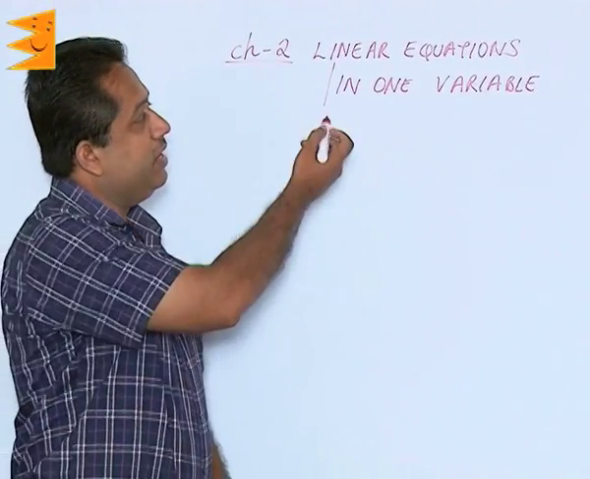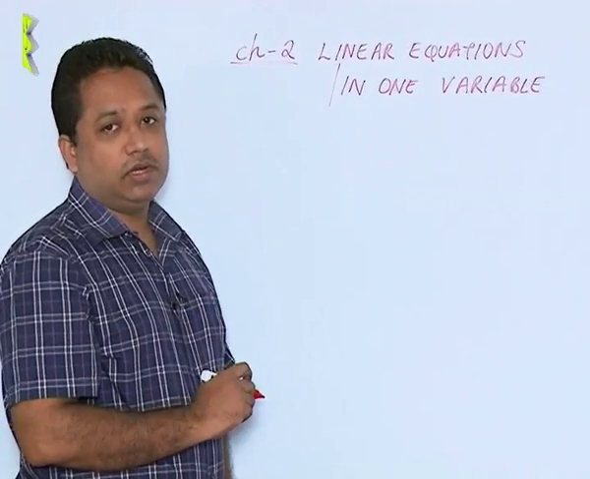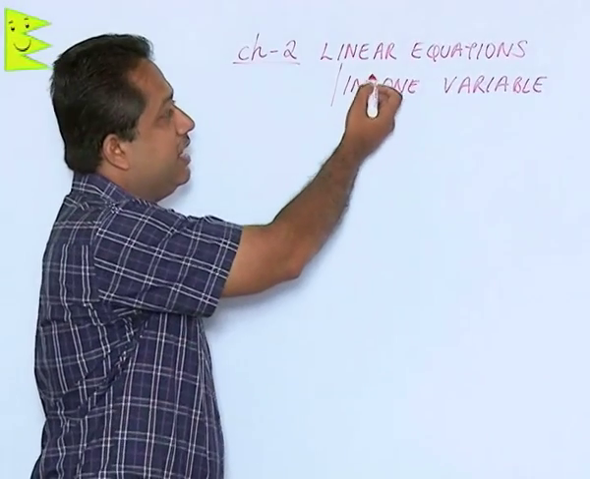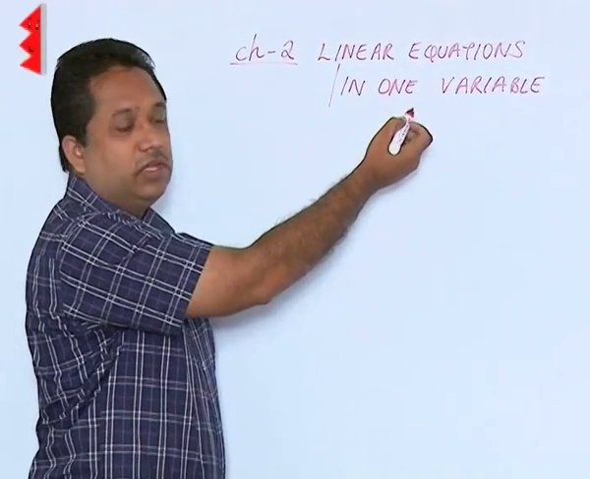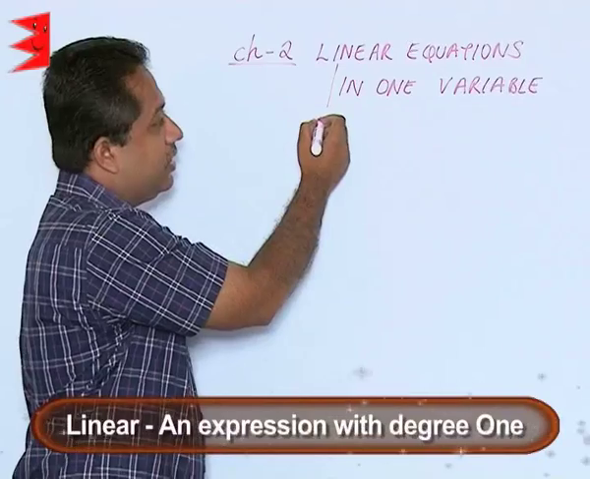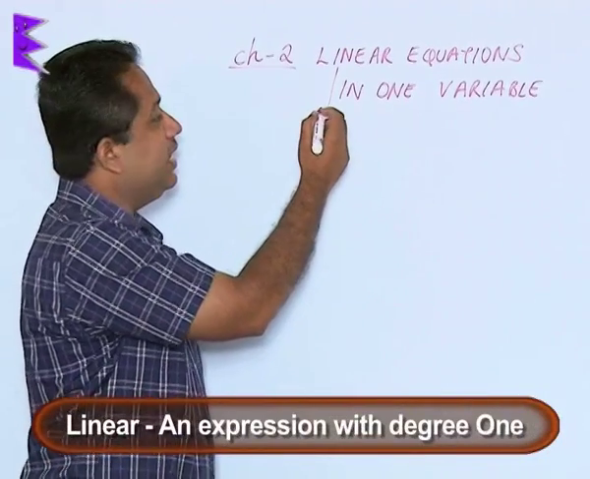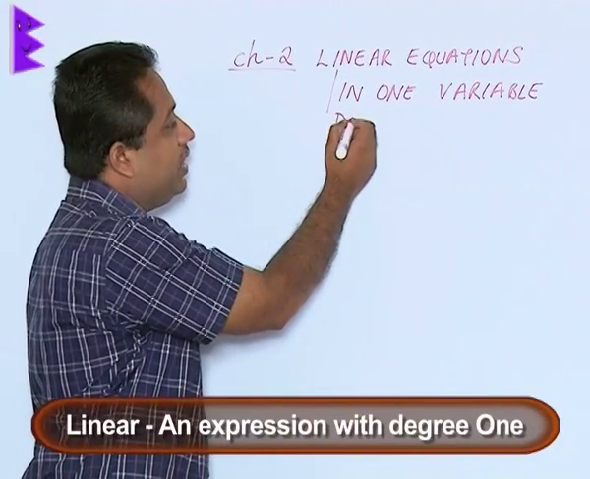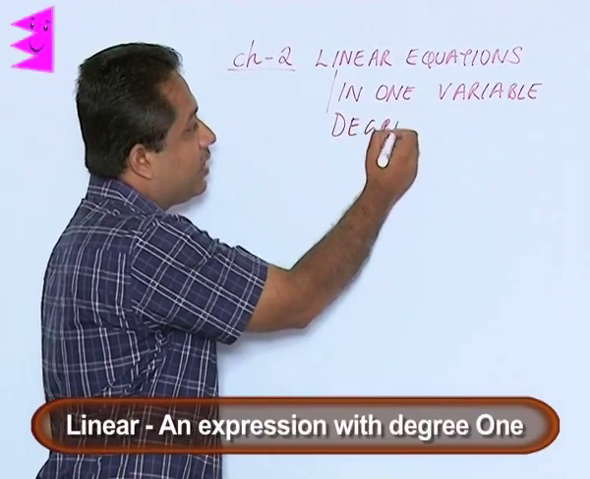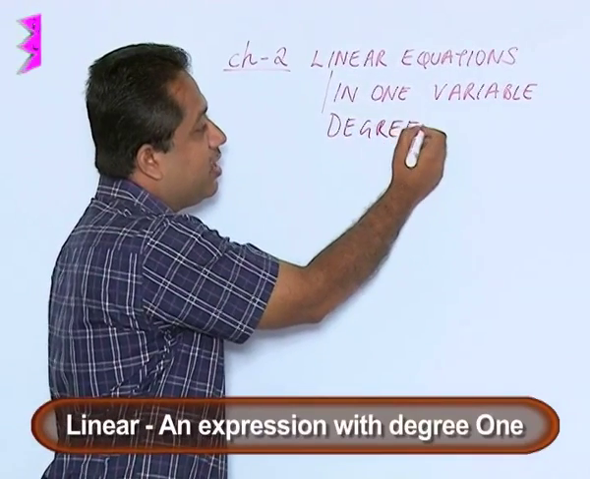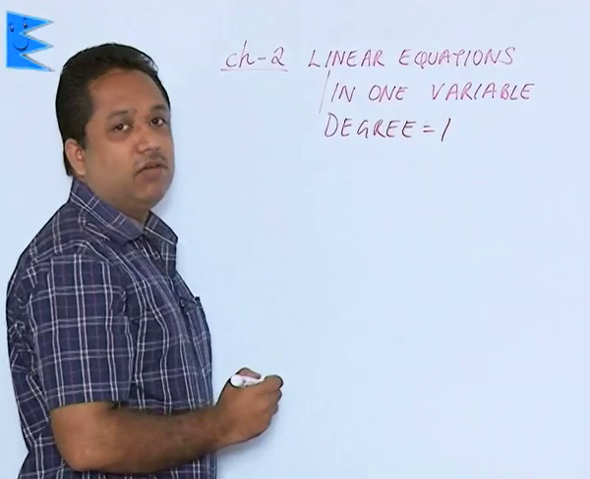Chapter 2, linear equations in one variable. Now, if you look at this, linear equations in one variable, the meaning of linear is an expression with degree 1. If the degree is 1, we can say that it's a linear equation. What is the meaning of a degree?